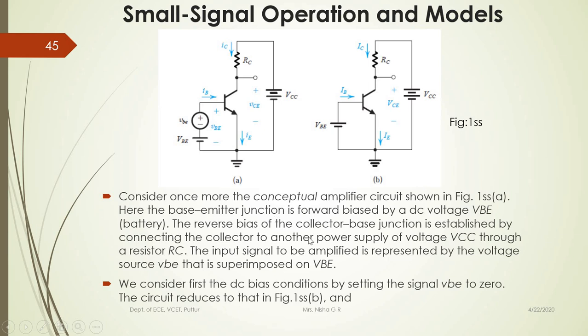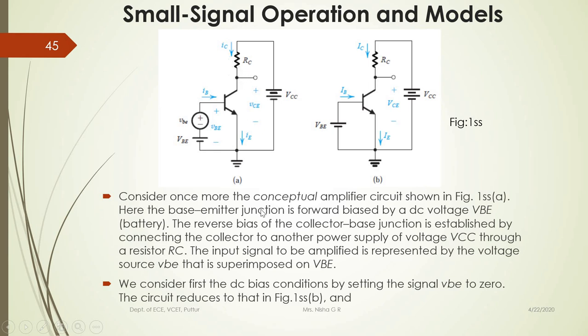This is the explanation given here. The emitter base should be forward biased and the collector base should be reverse biased. For that, VBE and VCC bias voltages are given. VCC is given through the resistor RC.